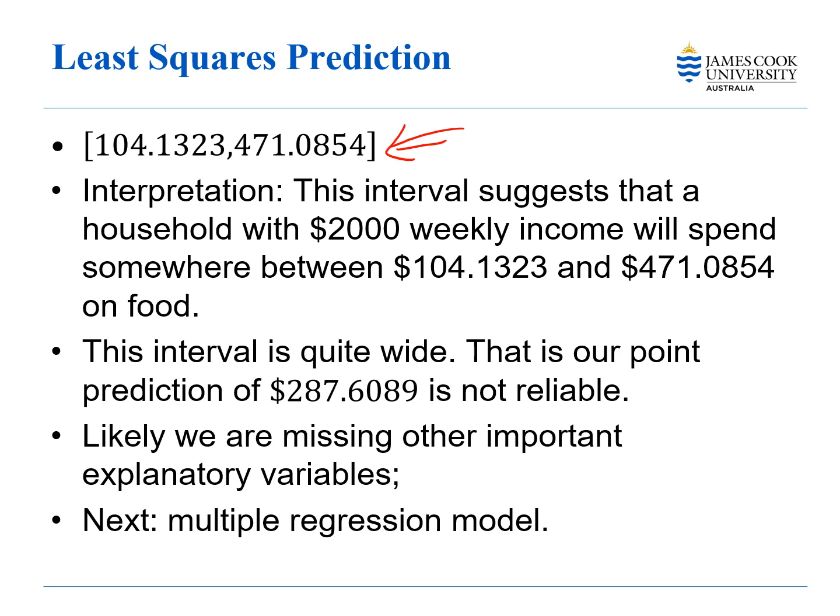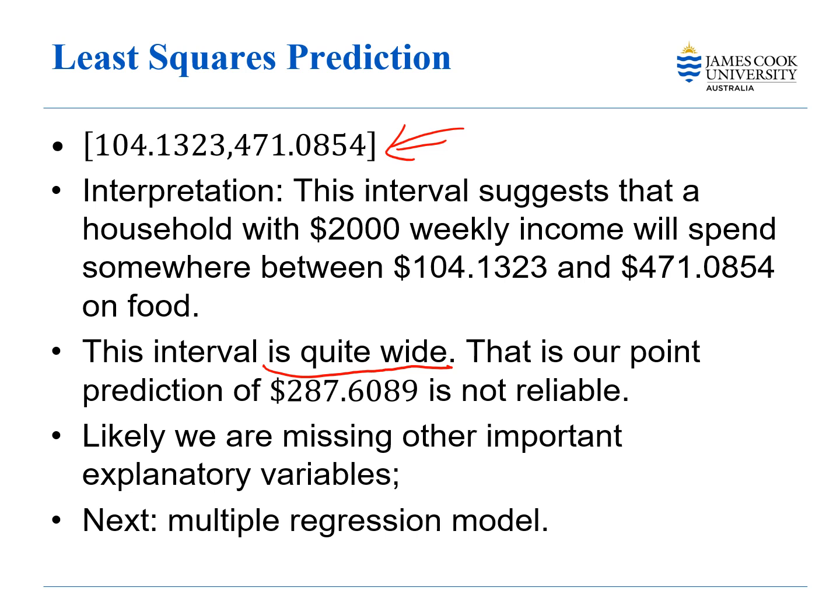This interval suggests that a household with $2,000 of weekly income will spend somewhere between $104.1323 and $471.0854 on food. And notice that this interval is quite wide, which means that our point prediction of $287.6089 is not too reliable. So why is this the case?